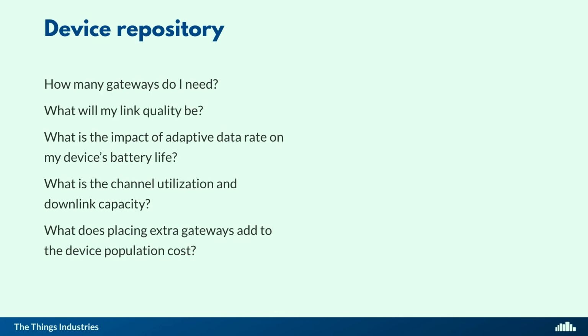So the repository: we have users and customers that ask us these questions. How many gateways do I need? What will the link quality be? What's the battery life of my devices? How much downlink capacity do I have? And where should I place my gateways? And these are really tough questions in LoRaWAN because it's really hard to estimate this, because there are way too many moving parts. There are different gateways, indoor-outdoor placement, different antennas, different RF performances in different areas.